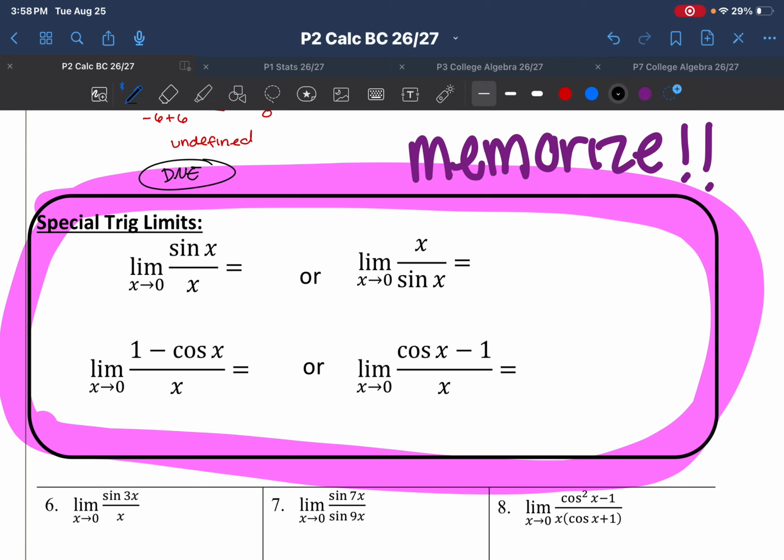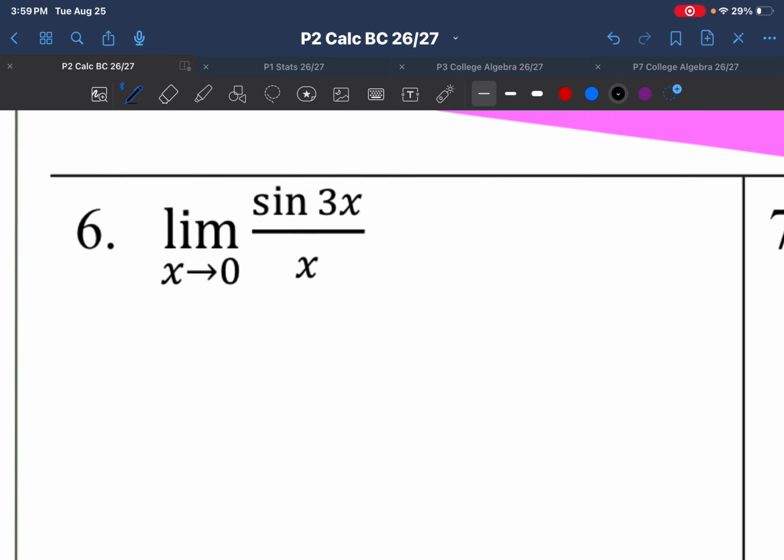If we ever have the limit as x approaches 0 of our trig functions sine x and cosine x, these are the special properties and what values they are. The limit as x approaches 0 of sine x over x is 1. And the opposite is true as well: the limit as x approaches 0 of x over sine x is also 1. For the next two dealing with cosine, these are going to be 0. So let's look at some examples.